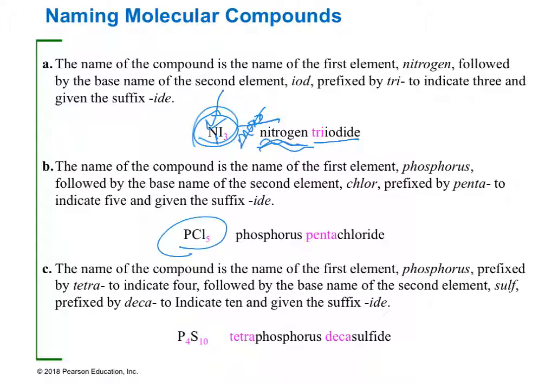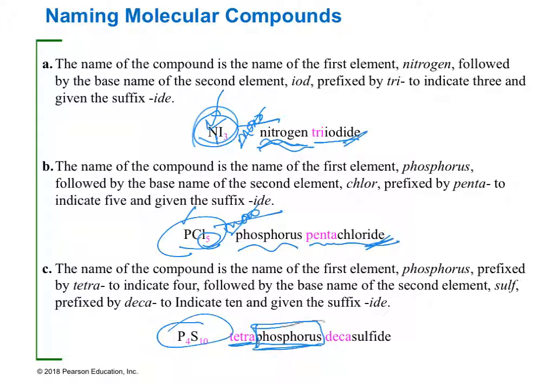Here's another one. Again, the first element, there's only one of them, so you do not say mono, okay? It's just phosphorus. The prefix for 5 is penta, so pentachloride. Remember the IDE on the end. Here's one that's a little bit more complex. Tetra is a prefix for 4, phosphorus. Now the first one, just like an ionic naming, is the exact name of the element. Don't put any suffix or anything there. Deca is the prefix for 10, and then sulfide.